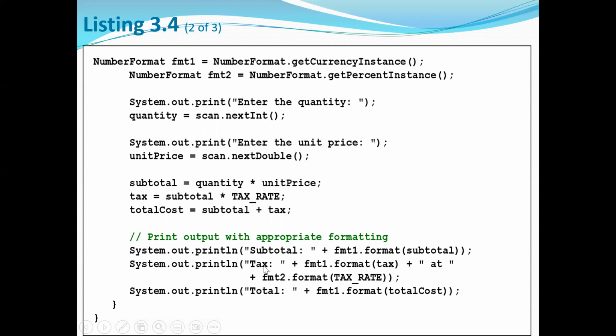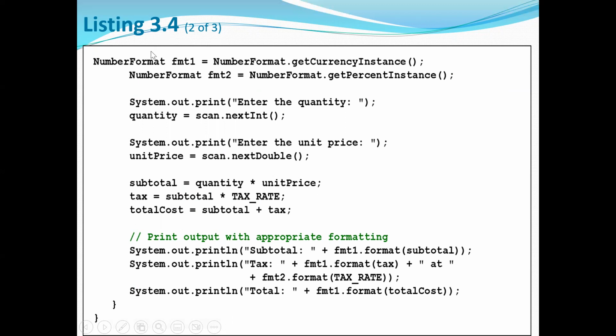Then the same thing applies to the tax. The tax rate is now a percentage, so we can use FMT2.format(taxRate). Now, first we use FMT1.format(tax). Why? Because the tax amount is also currency. The tax amount is currency, so we use FMT1.format.